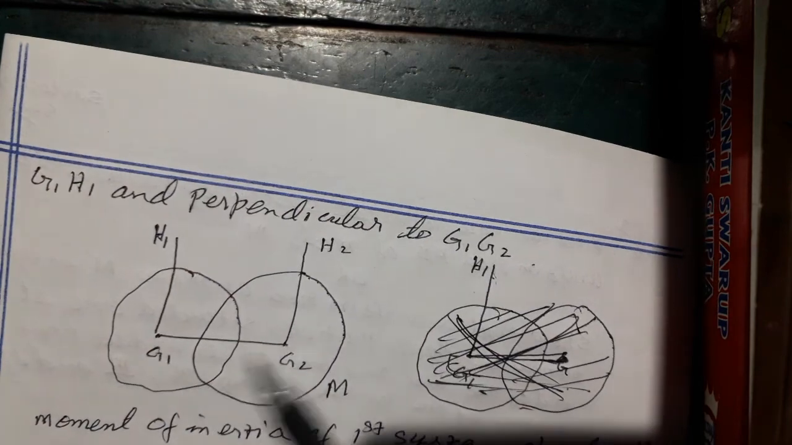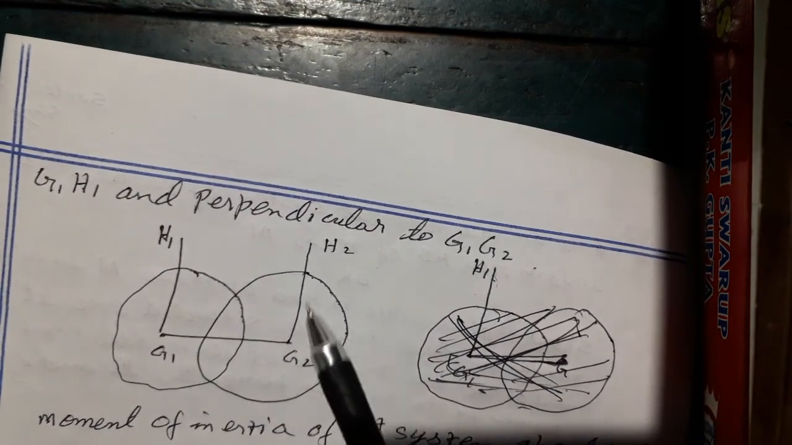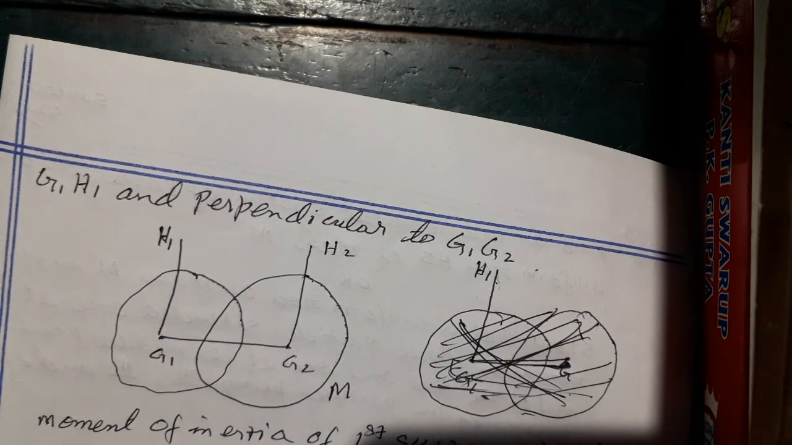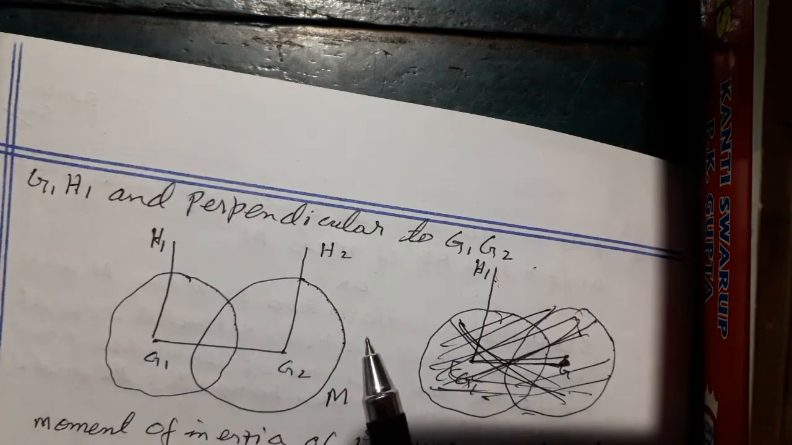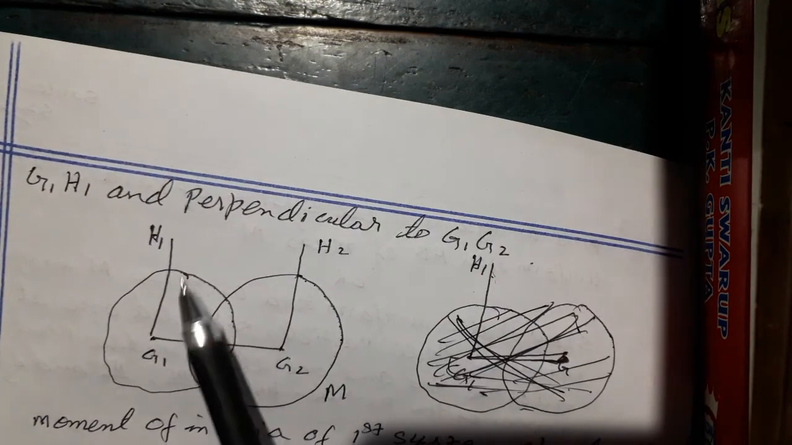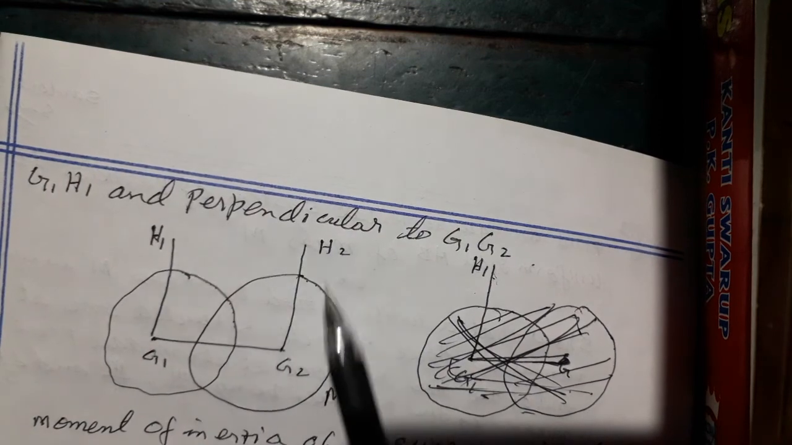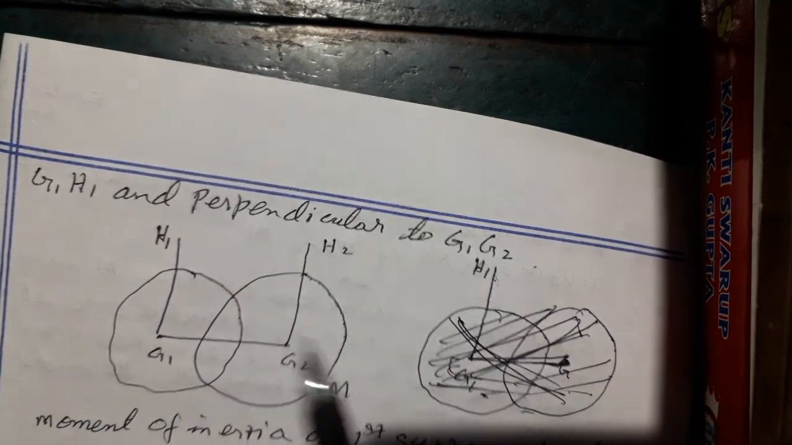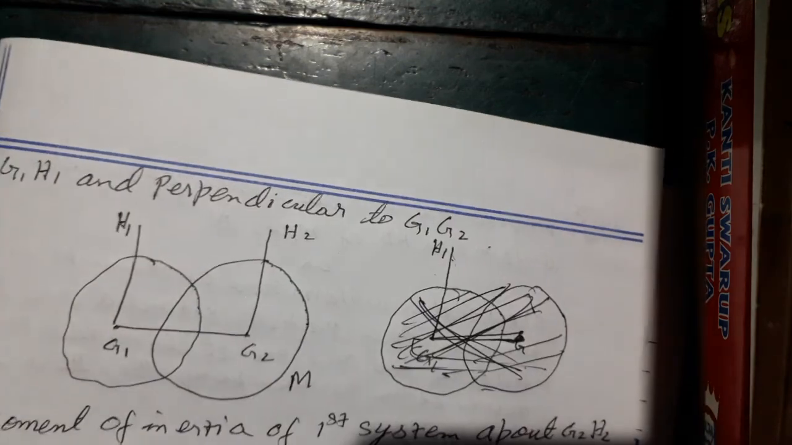See, we have taken two lines. We are taking two centroids for both the systems. G1 is the centroid for the first body, G2 is the centroid for the second body, and we have already proved in condition 1 they have the same mass. So the mass of this is also m, and the mass of this is also m. So here I'm taking two lines, G1 H1 and G2 H2, and both the lines are perpendicular to G1 G2, and these two lines are parallel.